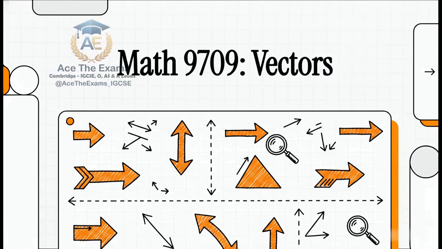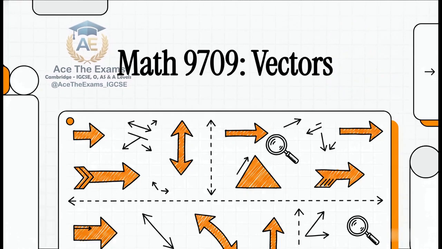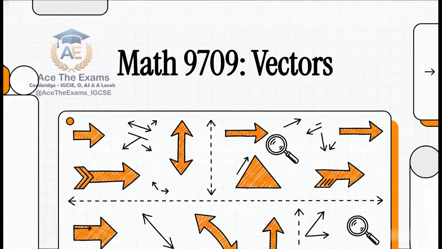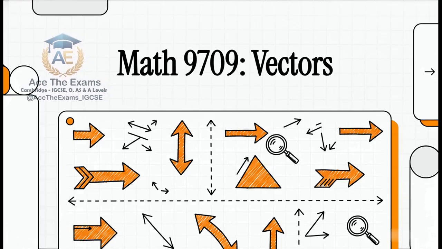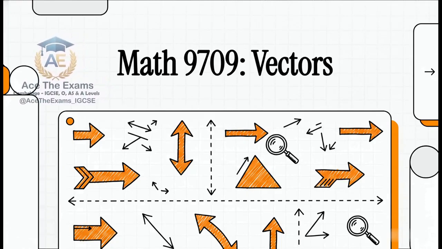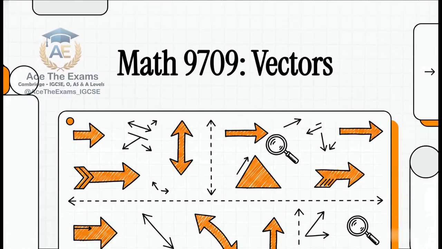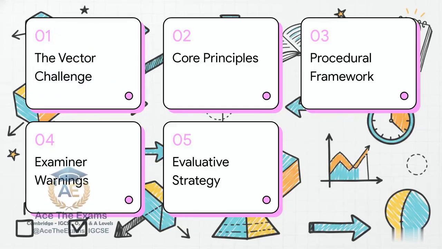3.7, Vectors. Look, if you're aiming for top marks, understanding the underlying mechanics of vectors isn't just an option, it is an absolute necessity. You need to structure your exam responses with the clarity and authority of an executive consultant. So we're going to look closely at what the syllabus actually demands, and more importantly, what the examiners, your most demanding clients, are really looking for when they audit your papers. Okay, let's dive into this.